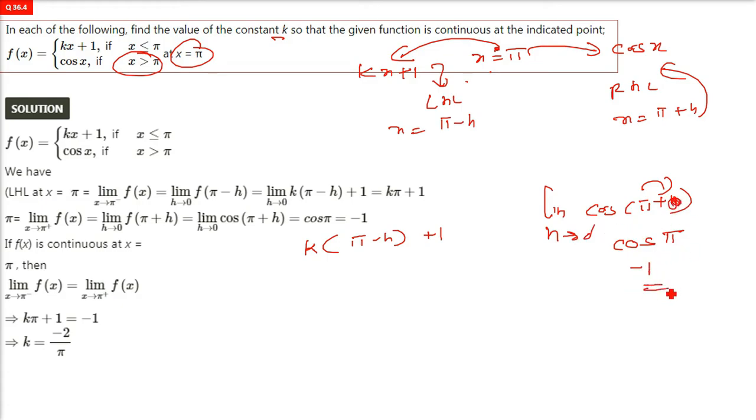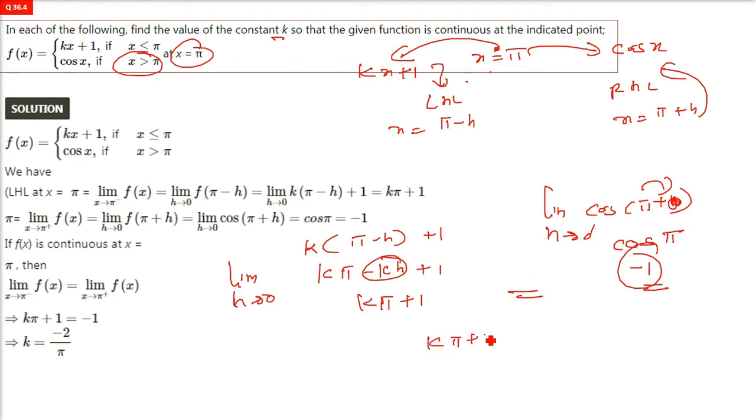What about the left hand side? It is k into pi minus h plus 1. You can have h as 0. Either you can open it: k pi minus kh plus 1, and this kh is going to be 0. So k pi plus 1. Now k pi plus 1 has to be equated to negative 1 because LHL is equal to RHL. So k pi plus 1 is equal to negative 1, 1 goes there. So k pi is negative 2, k is equal to negative 2 by pi, right? This is your answer.